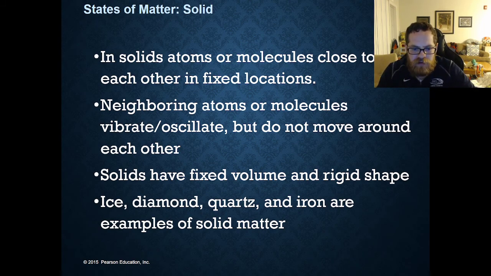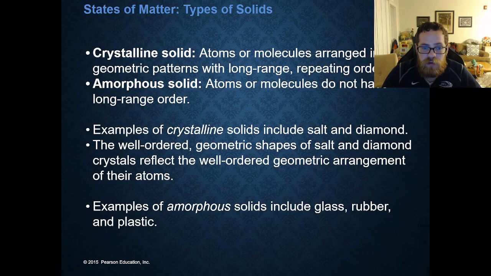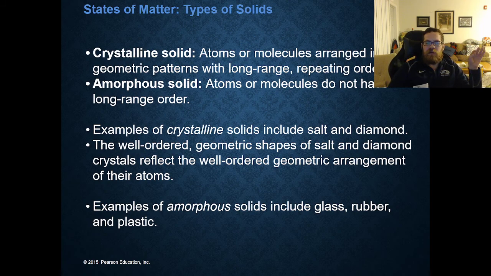So, ice, diamonds, cork, iron, wood. You can probably just go on and on thinking of examples of solid matter. Most of the matter you interact with is solid. We actually have two different types of solid matter, though. We have crystalline and amorphous. Crystalline solids have what we call, for this phrase, geometric, long range, and repeating.